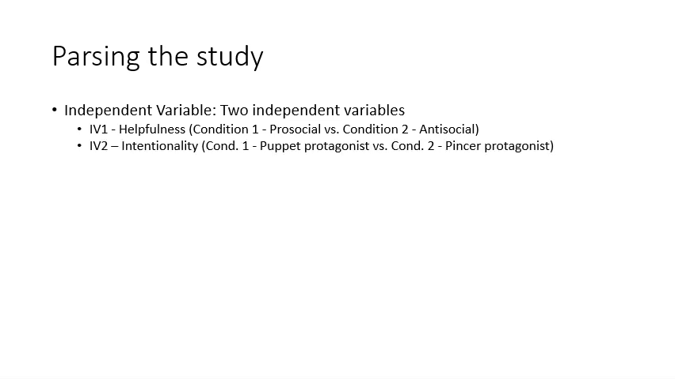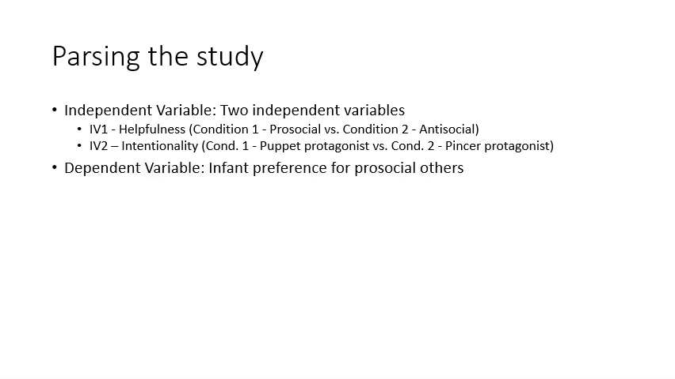And then we also had the second independent variable that they introduced in that social condition versus the inanimate object condition. I've named this variable intentionality. They were trying to test whether the intentionality of the protagonist would impact whether or not the infants preferred the helper. In condition 1, we had a puppet protagonist, a social protagonist, versus condition 2, in which we had that mechanical pincher protagonist with no social characteristics. So these are the variables that the researchers thought would impact the choice the infants made.